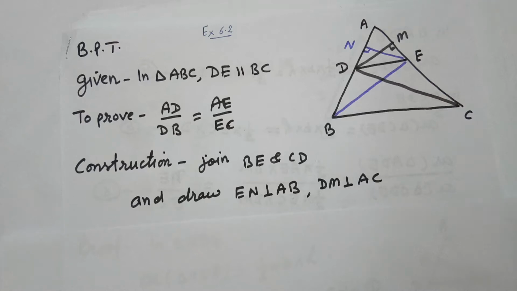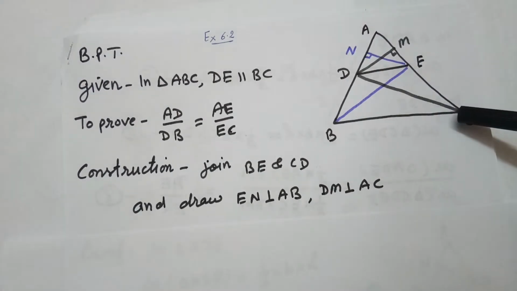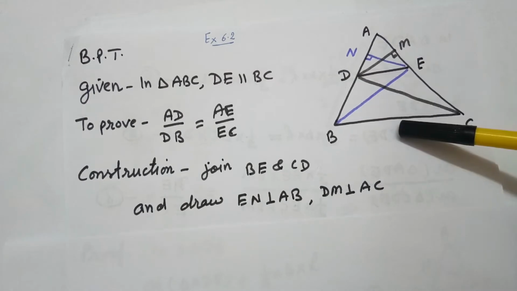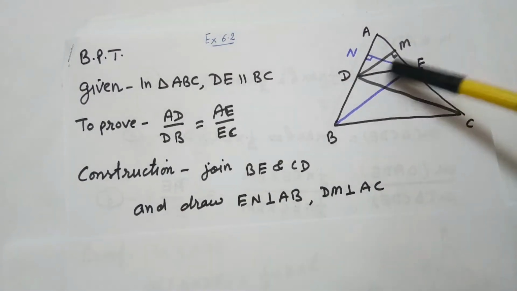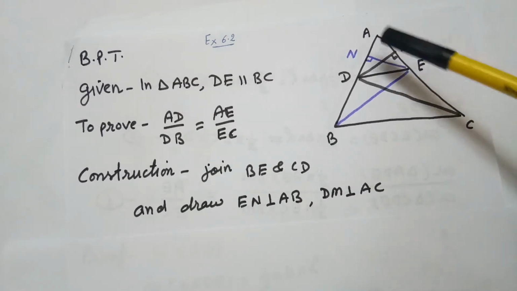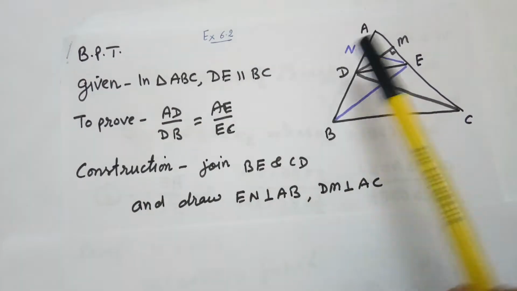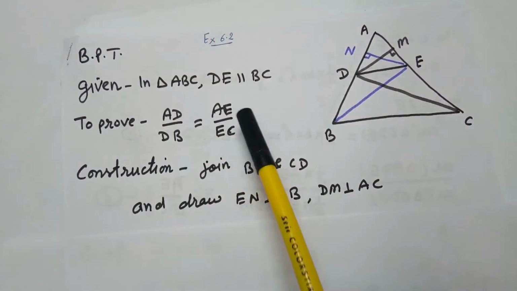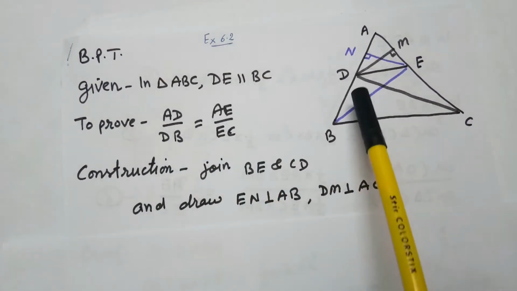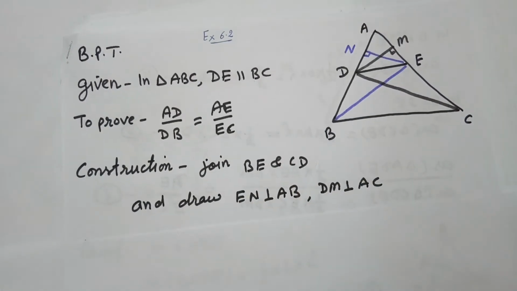Students, today I will discuss with you the basic proportionality theorem. In this theorem, the statement is that if in a triangle ABC, a line is drawn parallel to one side of a triangle, meaning DE is parallel to BC, then this line divides the other two sides in equal ratio. Meaning AD over BD equals AE over EC. This DE divides AB and AC in equal ratio.